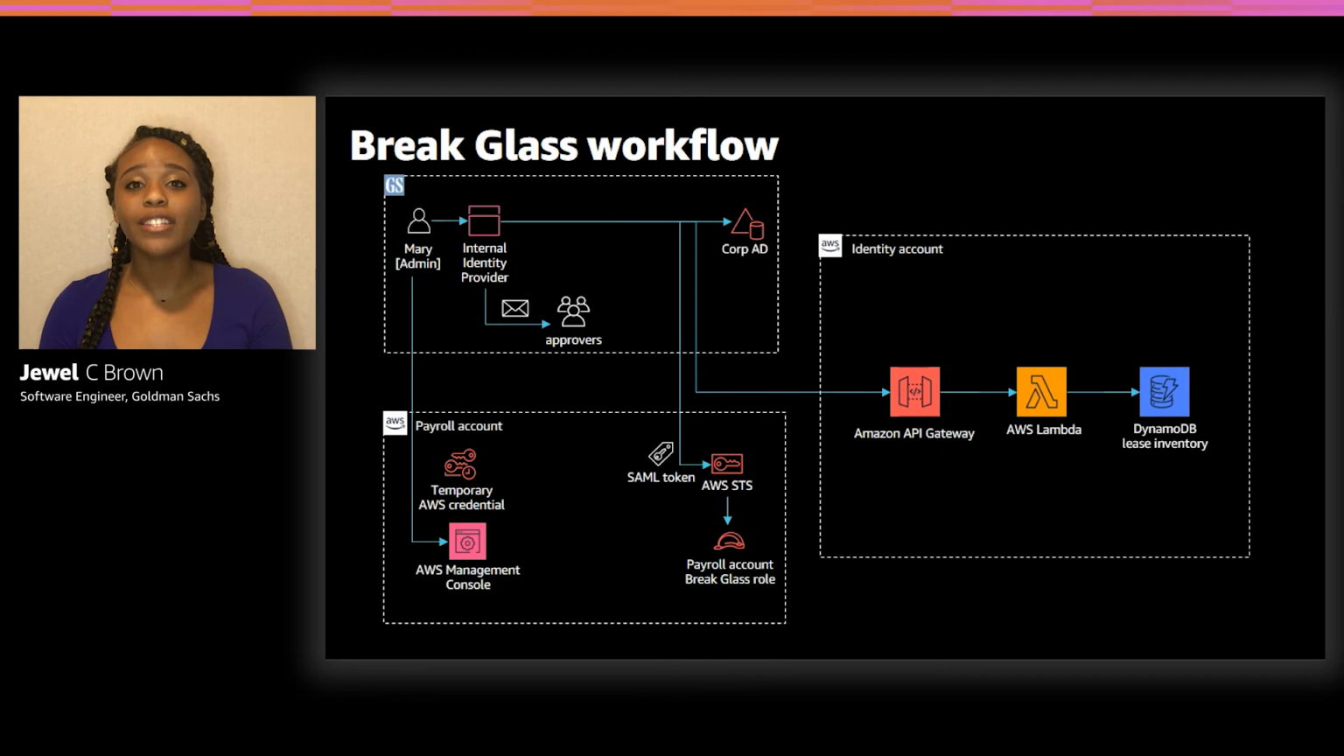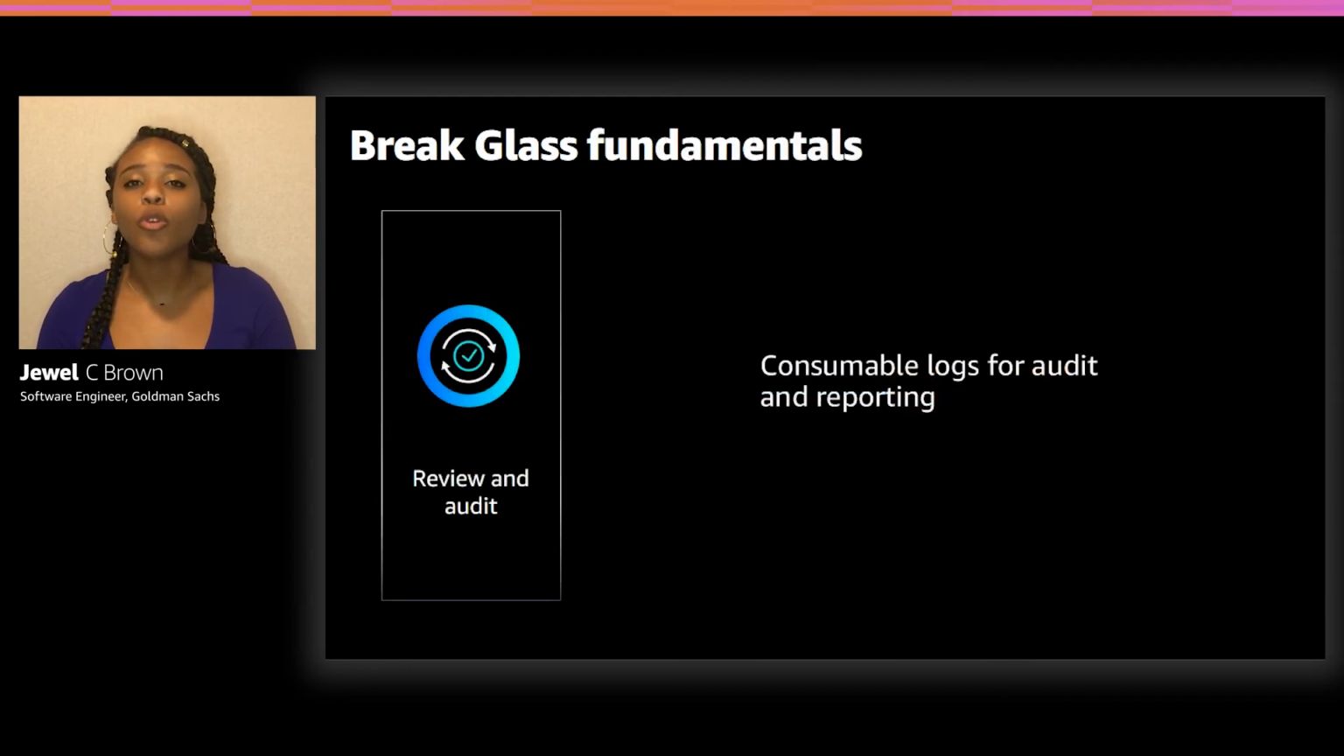Now that we've seen this, it brings us to our final break glass fundamental, which is going to be review and audit. So here at Goldman Sachs, we have over 500 application accounts. And with that, we had to build out a centralized system to be able to review these break glass sessions after they have been completed. So just like how we have a second party who approves the request before getting the access, we're also going to have a second party that reviews the actions that were taken by the admin within the account.